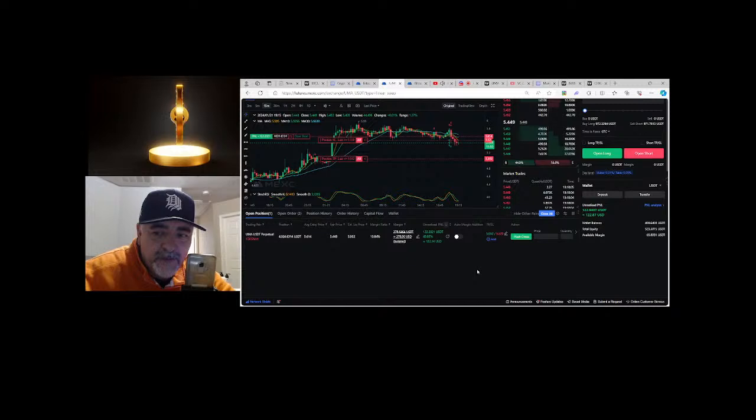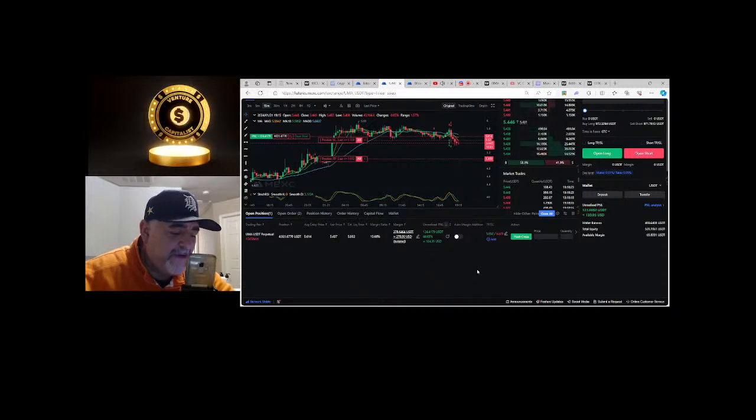So we started the wallet out with 400. We're up 526 right now. So I want UMA to push the wallet, to make at least about a $200, $250, maybe $300 trade on UMA. We'll see how it bounces off here.